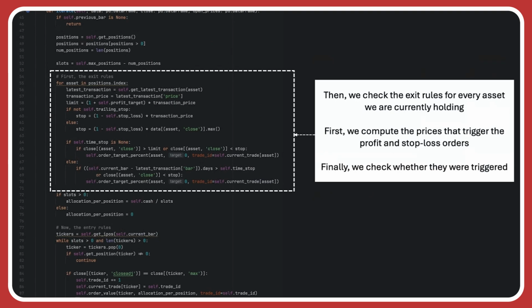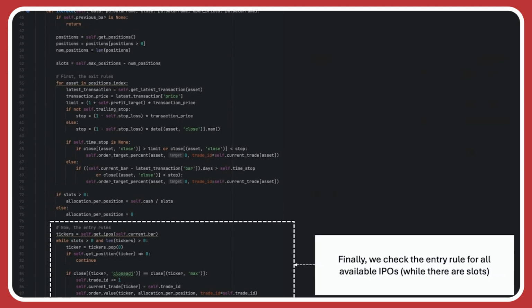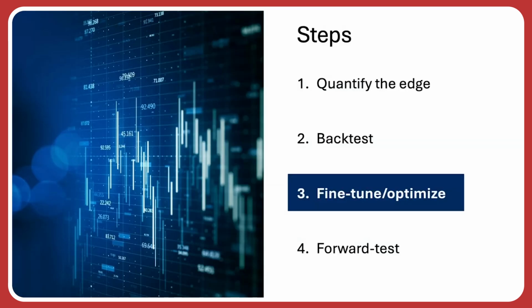In the first part of this code, we compute the prices that trigger the profit and the stop loss orders. And then we check whether either the profit target or the stop loss order was triggered. So we check for the exit rule. Then we compute the cash allocation per position, depending on the number of free slots that we have and the cash that we have available. So we have an allocation per position. Finally, we check the entry rule for all available IPOs in this specific date while there are slots. Pretty simple, right? So running this, we get some results.